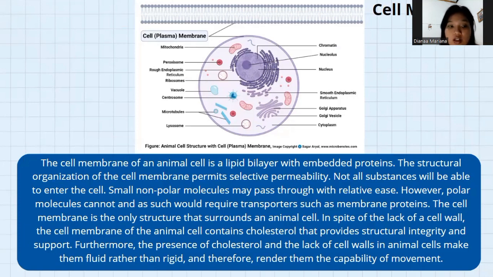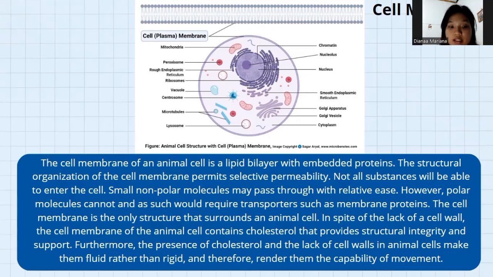The structural organization of the cell membrane permits selective permeability. Not all substances will be able to enter the cell. Small nonpolar molecules may pass through with relative ease. However, polar molecules cannot, and as such would require transporters, such as membrane proteins.